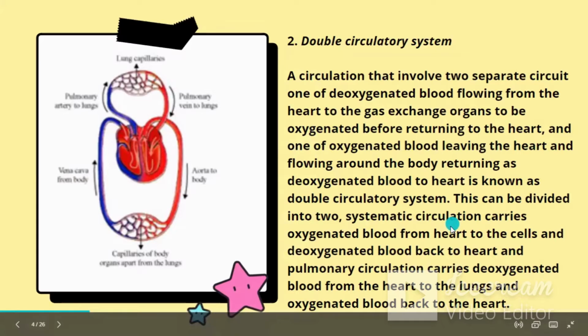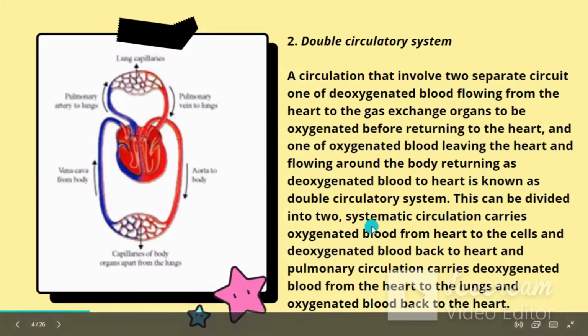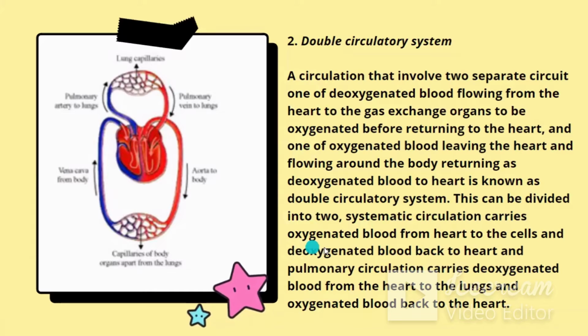Pulmonary circulation means they carry deoxygenated blood from the heart to the lungs. So that is called pulmonary circulation. Systemic circulation means they carry oxygenated blood from the heart around the body and to each cell. These two work together properly and give us the double circulatory system, in which deoxygenated blood and oxygenated blood are totally separated.